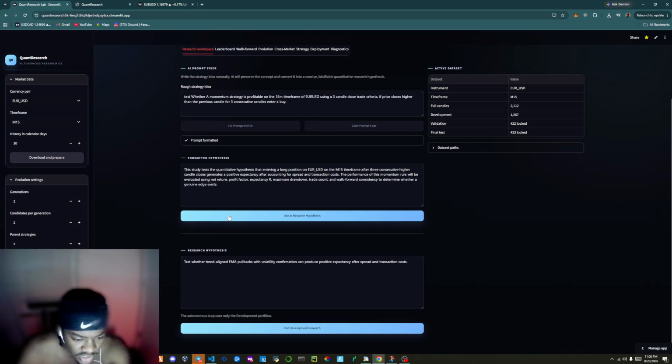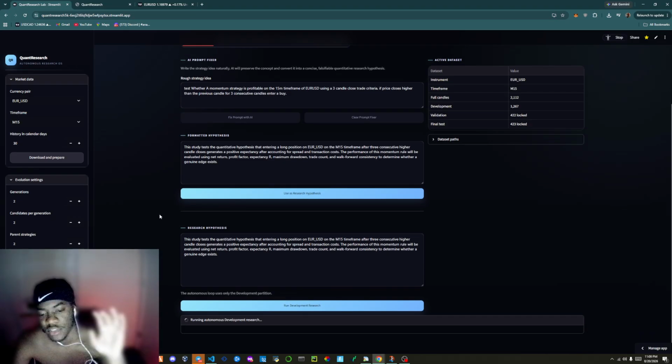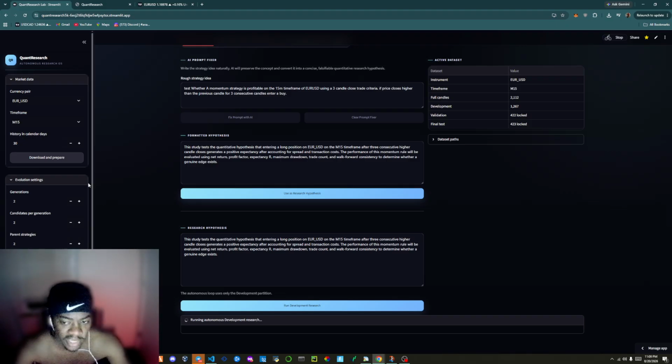So we're going to use this as our research hypothesis, and it's going to populate into our hypothesis box like so, and then we run our development search, right? So this is going to take a little minute to run. It's only 30 days, so it shouldn't take that long, but it might take like 3 to 5 minutes just to run everything.